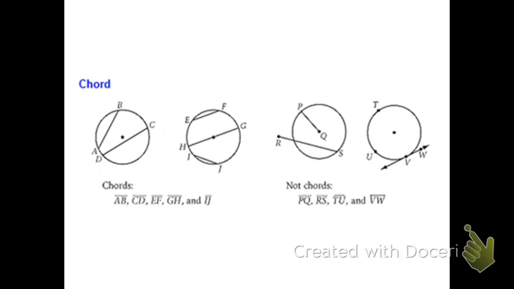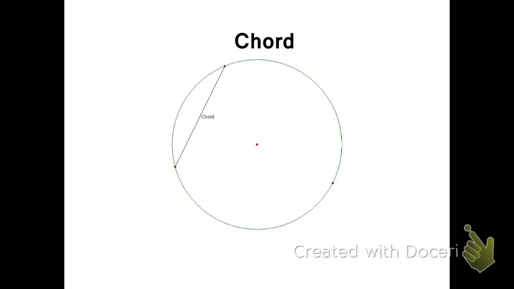A chord is, well, if you look on the left, we have A, B, D, C, E, F, H, G, and I, J all drawn, and what they all have in common is that they're all line segments in which their endpoints are on the circle. And if you look on the right side, those non-examples, none of those segments, P, Q, R, S, U, V, W, T, none of them are segments that have both of their endpoints on the circle. So, that would be the definition of a chord, which is indicated right here in this picture. A line segment whose endpoints lie on the circle.